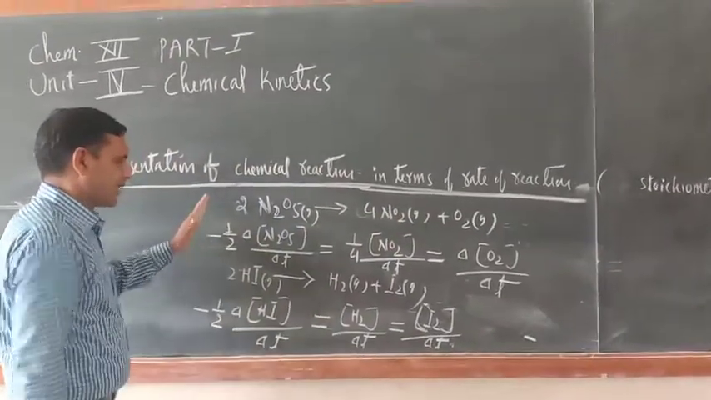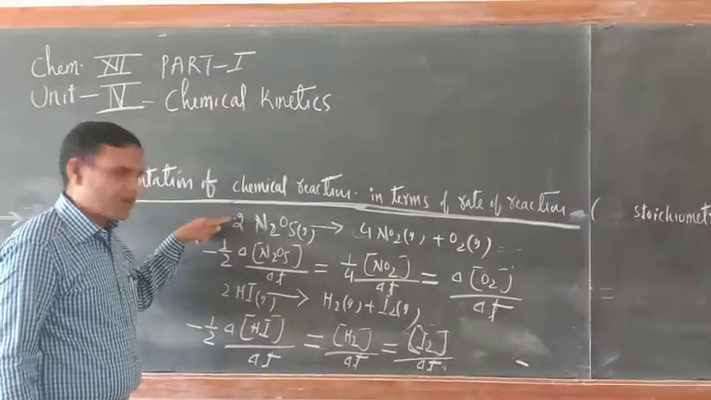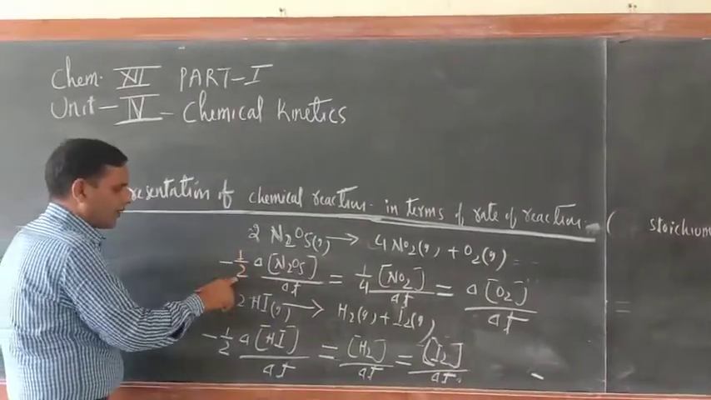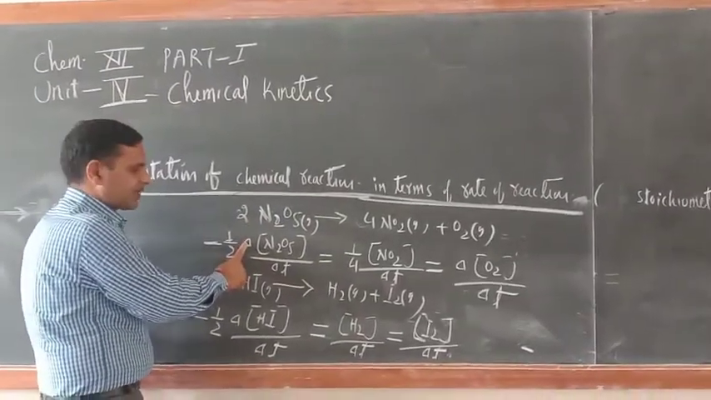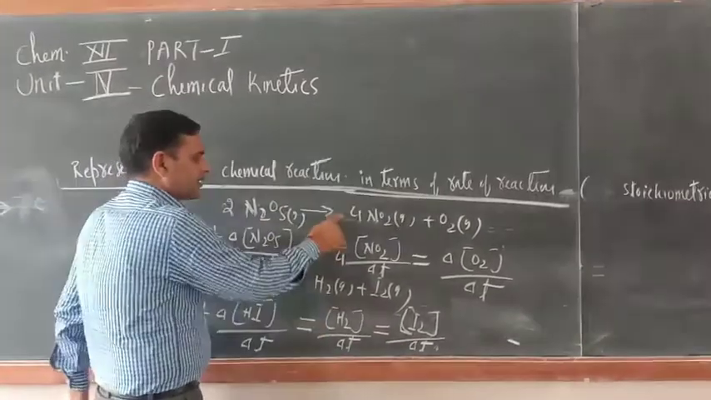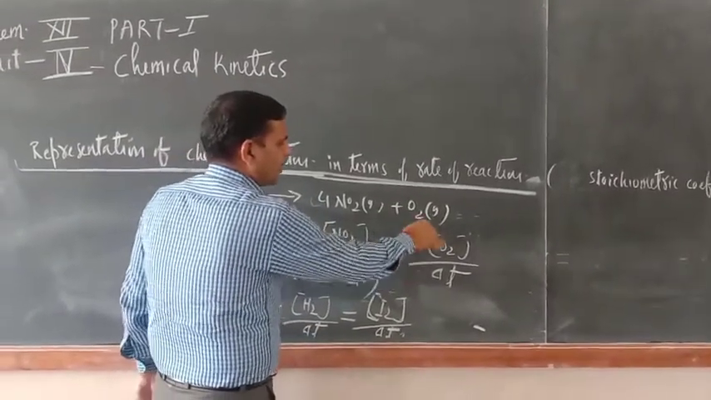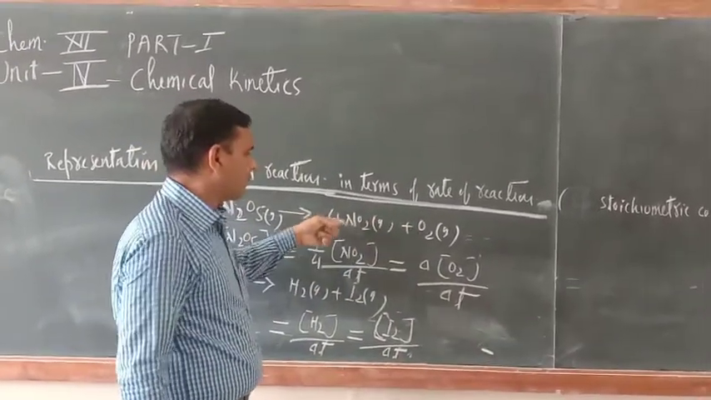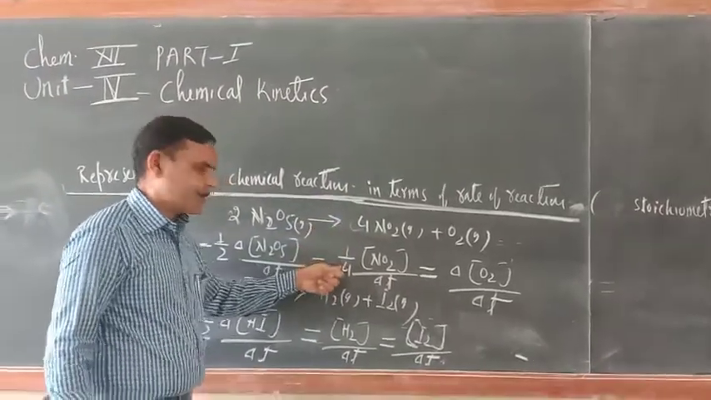Just see, as I already told, whatever stoichiometric coefficients are involved, they should be written in terms of 1 by. So 1 by 2, with a minus sign because it is the reactant, delta of the molar concentration of N2O5 divided by delta t. Similarly 1 by 4 delta [NO2] by delta t, this is equal to delta [O2] by delta t. Here the stoichiometric coefficient is not there for O2, but with respect to NO2, 4 is the stoichiometric coefficient, so it should be written 1 by 4.